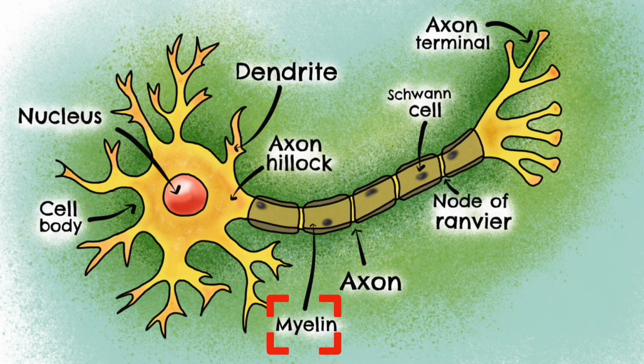The myelin sheath is a fatty layer which insulates the axon, much like the rubber coating on an electric wire. The nodes of Ranvier are gaps in this myelin sheath and facilitate the rapid conduction of action potentials. Schwann cells are responsible for the production of myelin in the peripheral nervous system. The equivalent in the central nervous system is the oligodendrocyte.